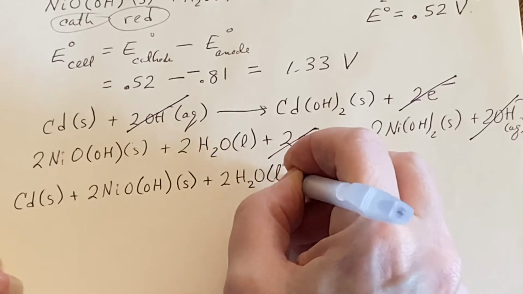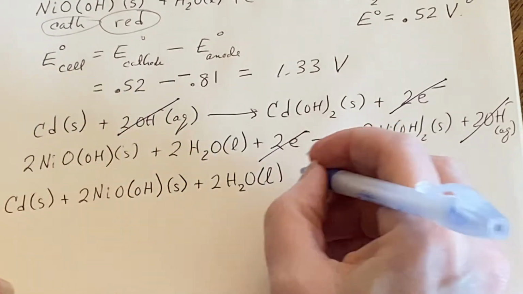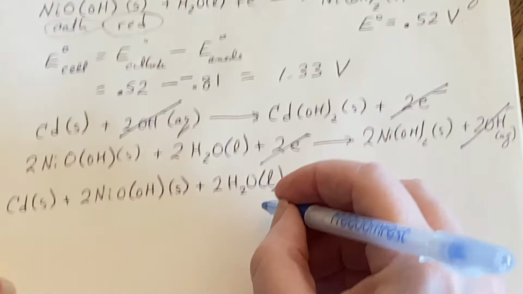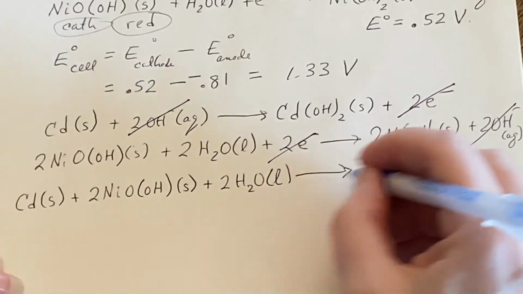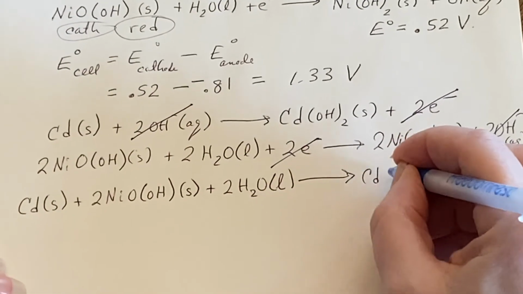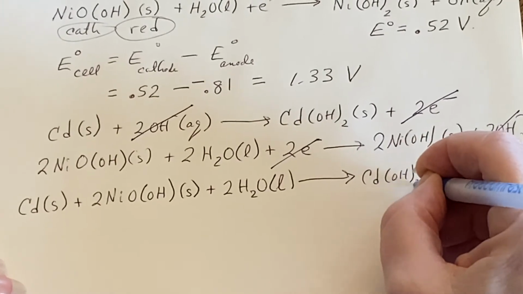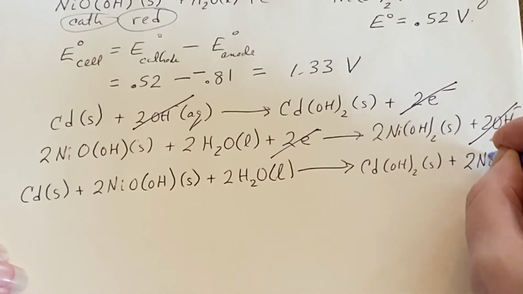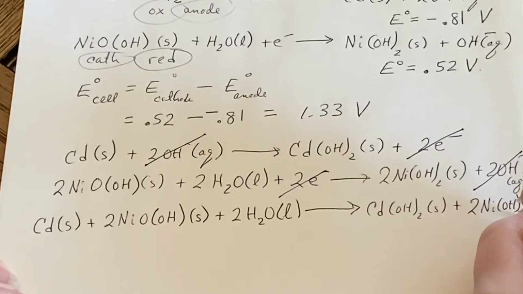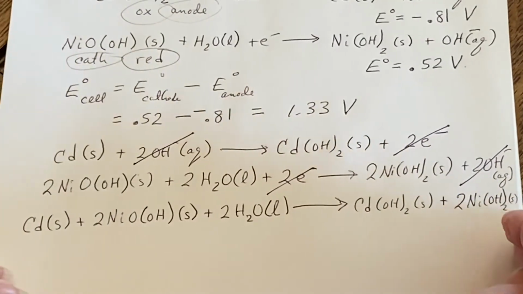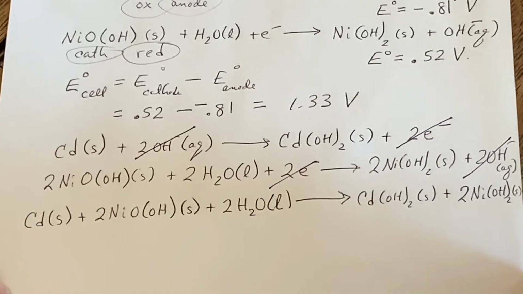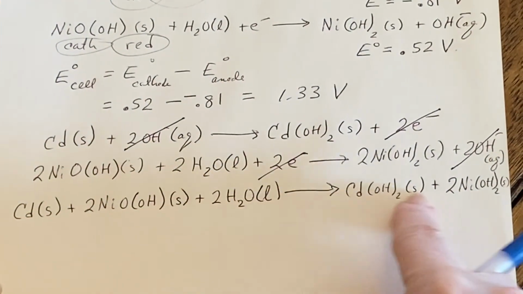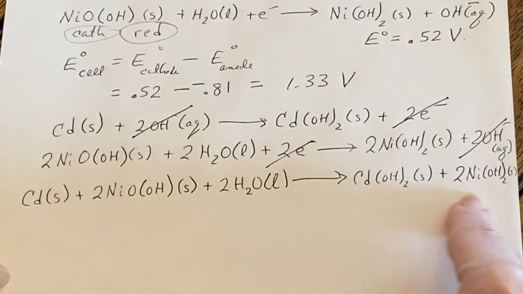So, okay, we've got water. That takes care of everything on the left. This is going to go over to what's left on the right then: cadmium hydroxide as a solid, and the nickel hydroxide also as a solid. Barely managed to get that on there. That's our overall, that's our net ionic equation.